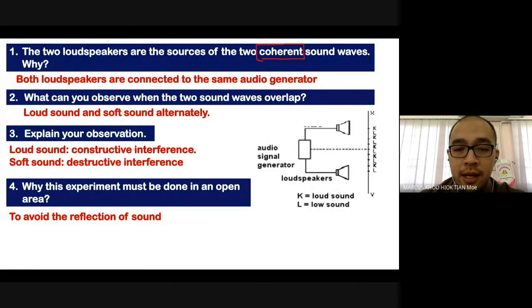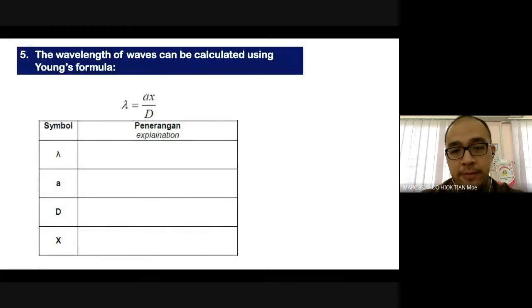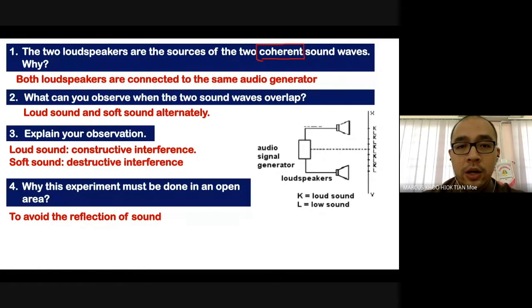Let's take a look at our formula once again, and let's translate this into the sound wave experiment. We know that lambda is the wavelength, that one is normal. But on this screen, where is the A, where is the X, and where is the D? How do I determine the A, the X, and the D?